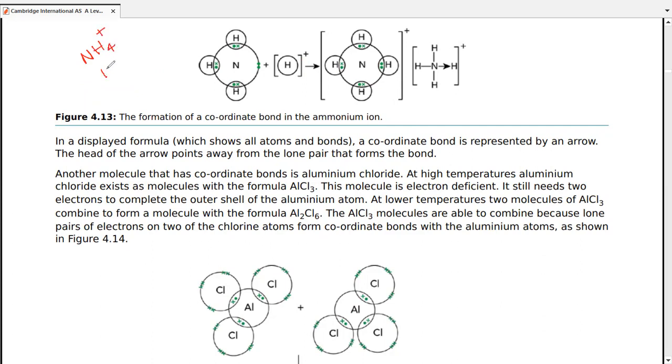All right, what you'll see in other examples is H3O positive.